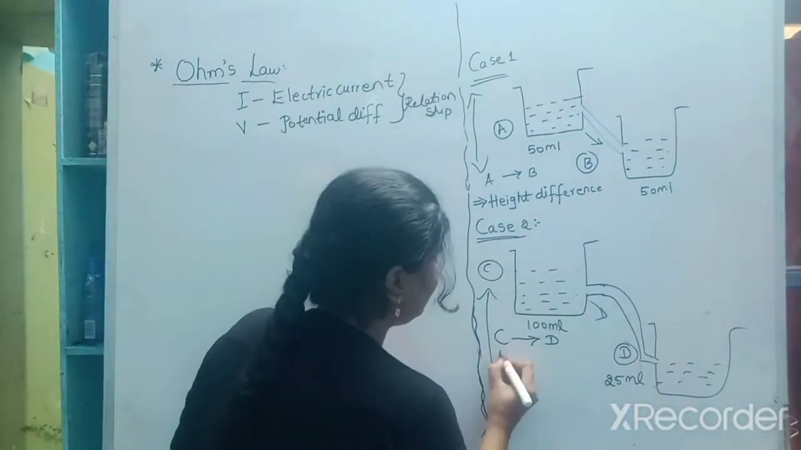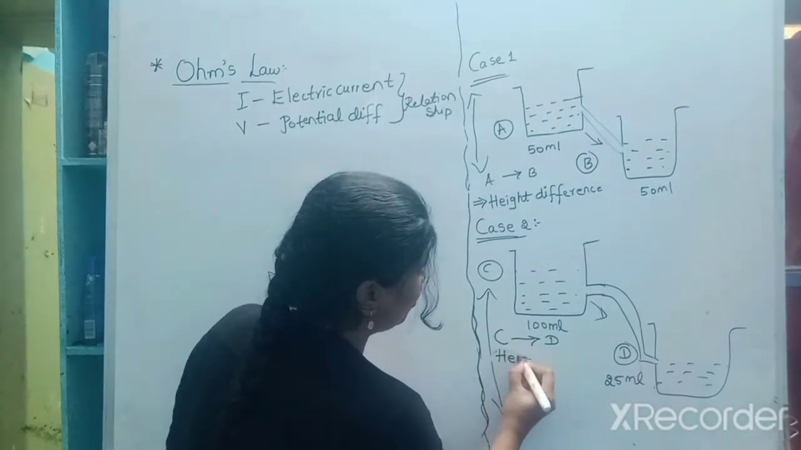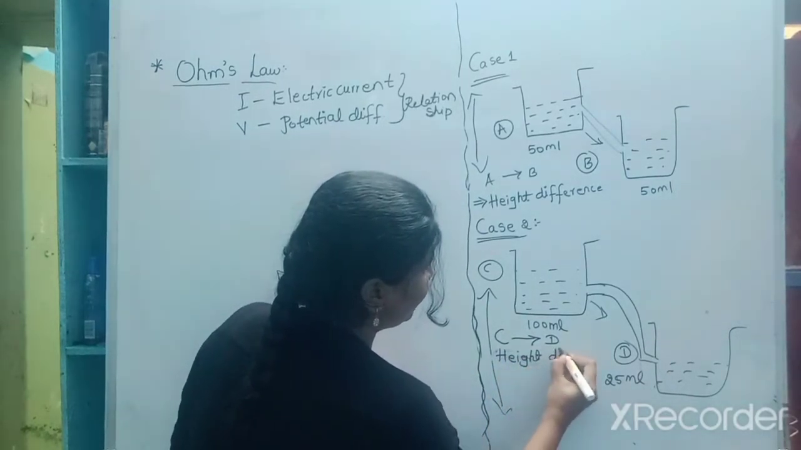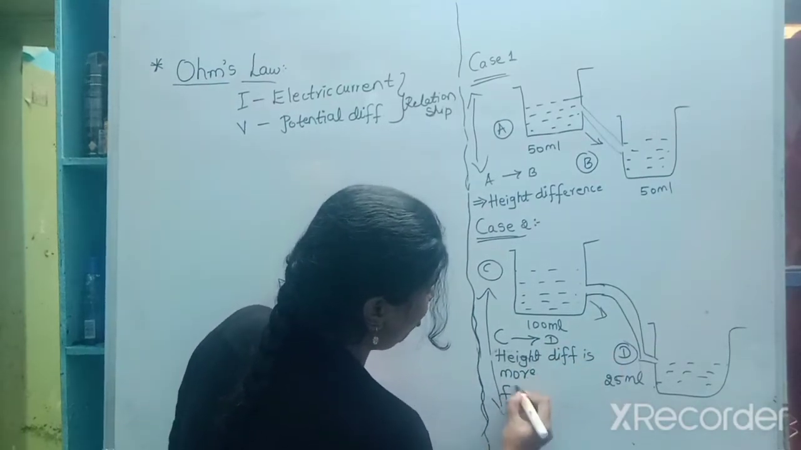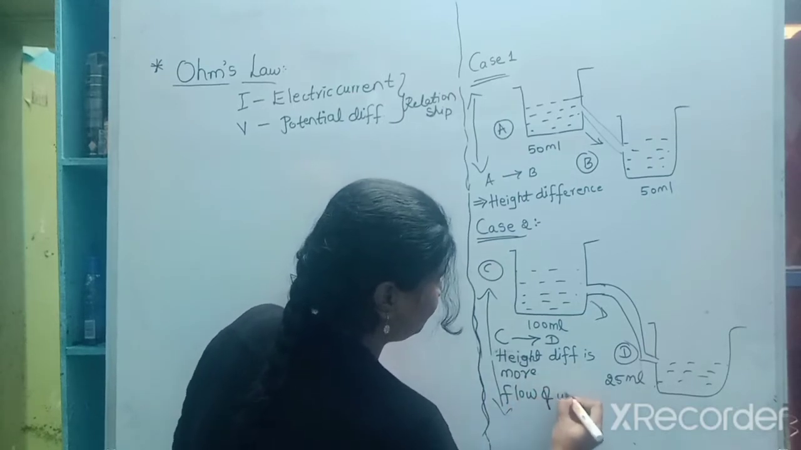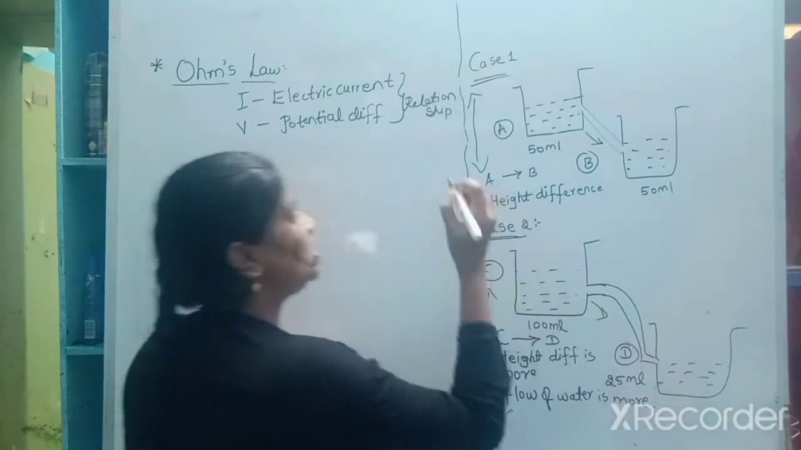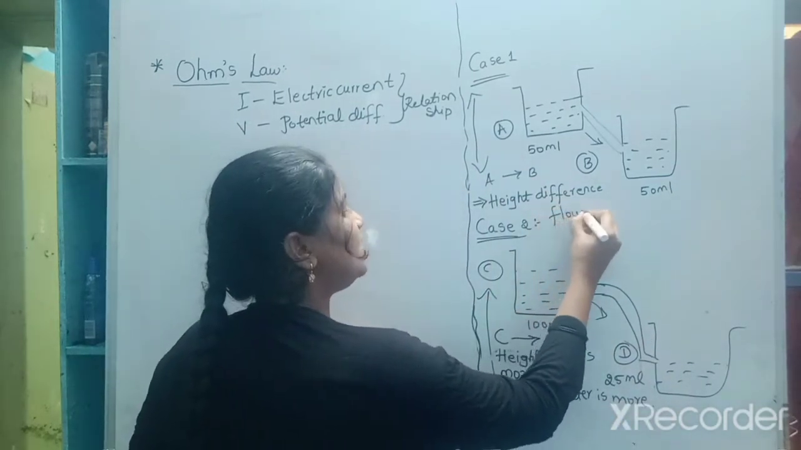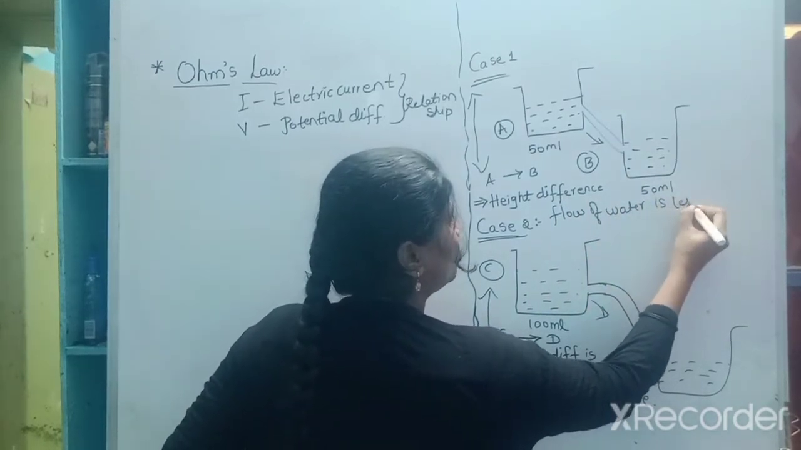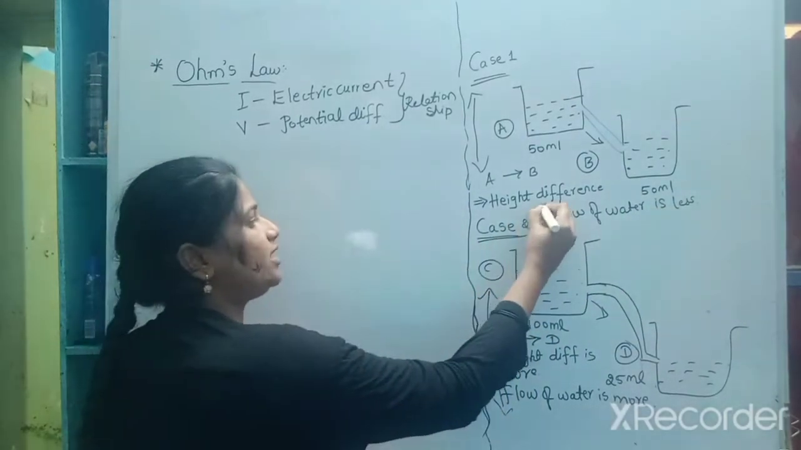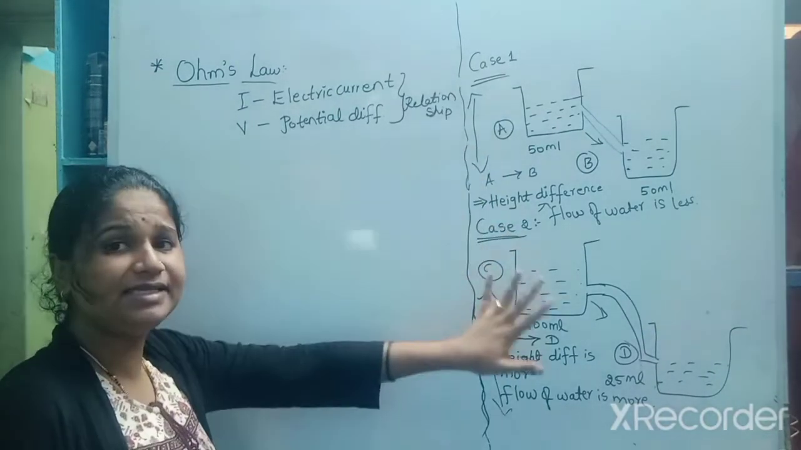So here I can write: the height difference is more, and the flow of water is more in case 2. In case 1, the flow of water is less. Now this is regarding certain examples.